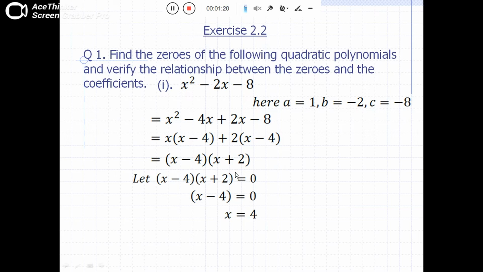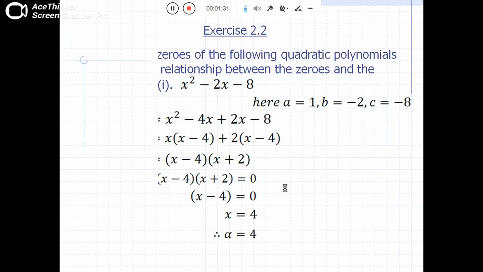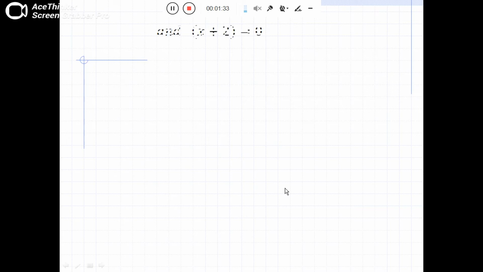So it means this is the first zero of this polynomial. Let us suppose that this is alpha equals 4. Any problem, students? So first factor you got, first zero you got 4. Let us see the second factor equals 0, x plus 2 equals 0. So when you take x plus 2 equal to 0, you will get x is equal to minus 2. It means this is the second zero, beta is equal to minus 2.